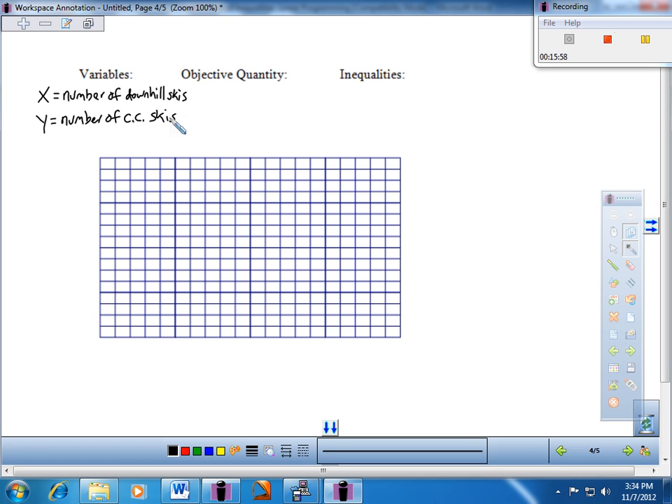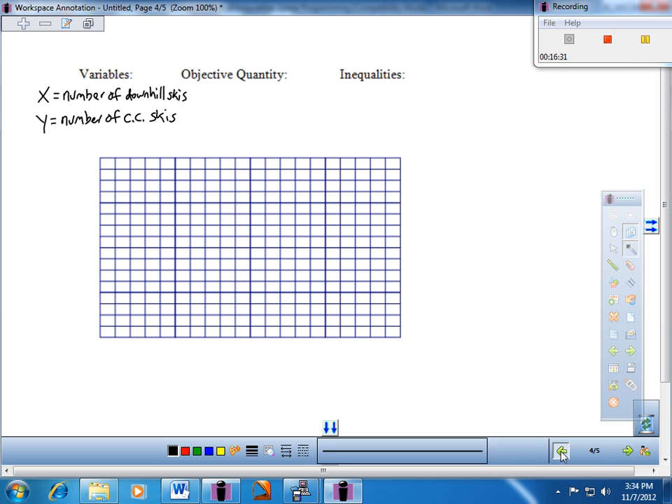Perfect. Okay, now here's what I would ask you to do. Pause the video for a moment and see if you can come up with the objective quantity. What is it you're trying to maximize or minimize? And then please write an algebraic expression for what it is you are trying to maximize or minimize. All right, well, let's see how you did.